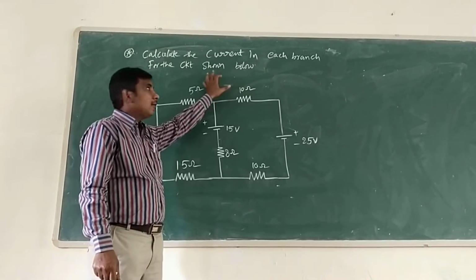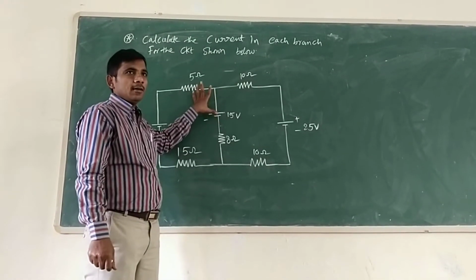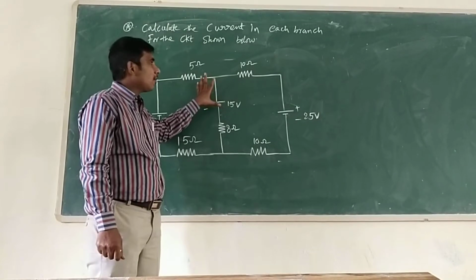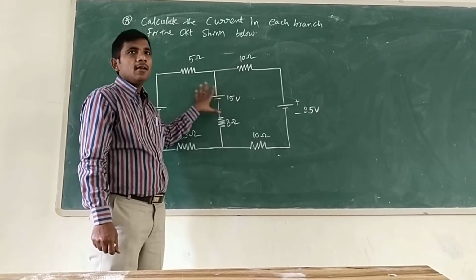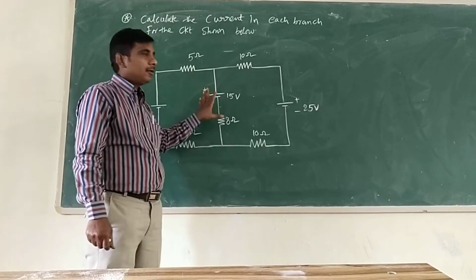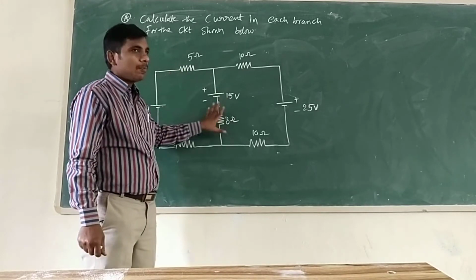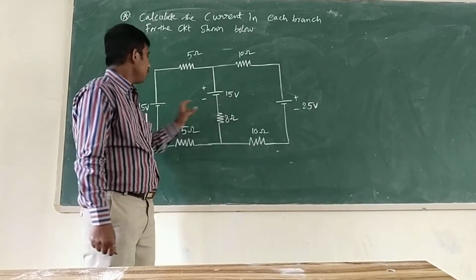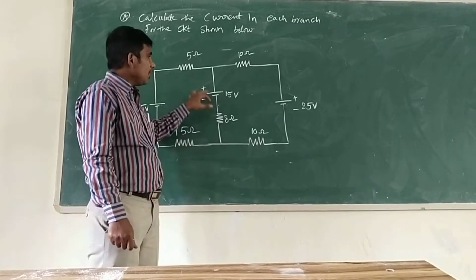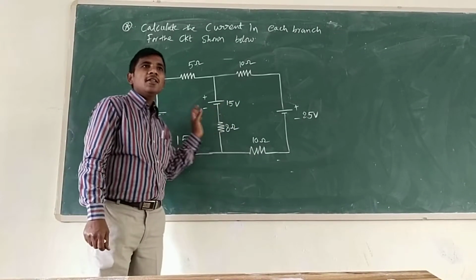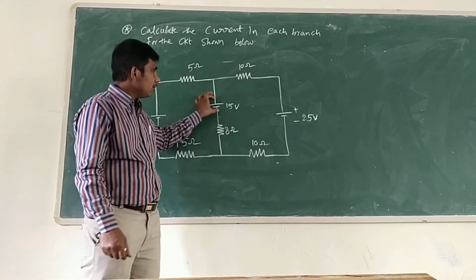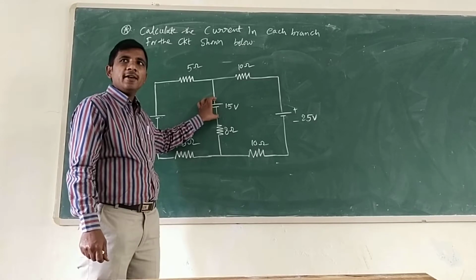In each branch by using KVL. Nodal analysis or which analysis we have to apply? Mesh analysis we have to apply. So to do this type of problem, find the current in each branch. We have voltage sources, 3 voltage sources. Previously we have 2 voltage sources. Now another voltage source we added here.